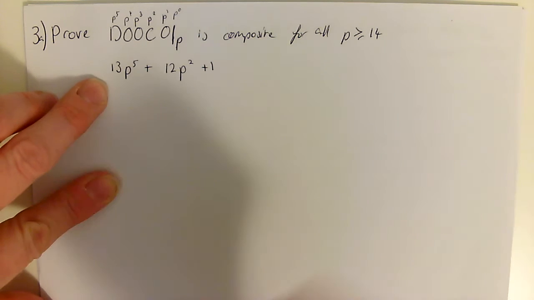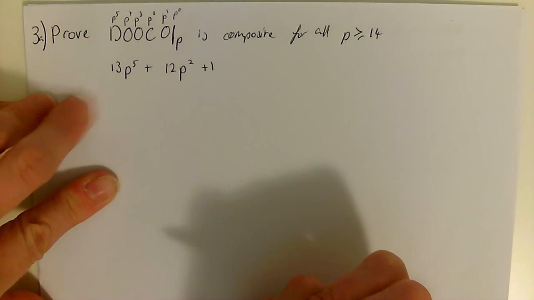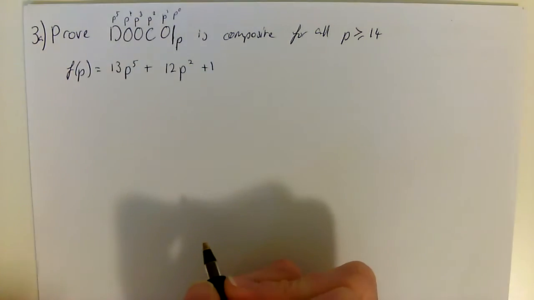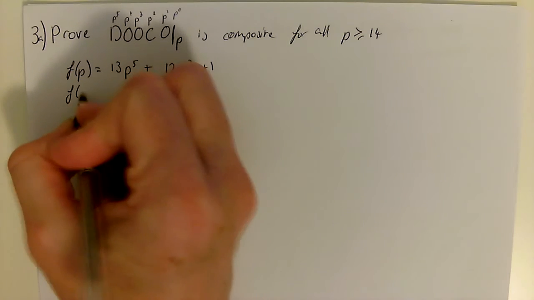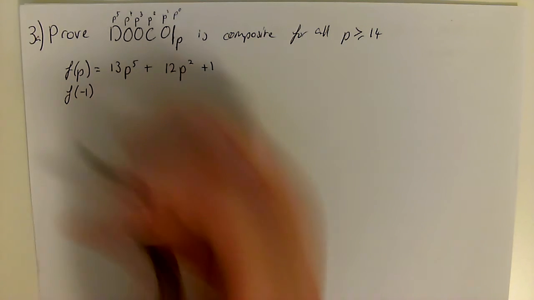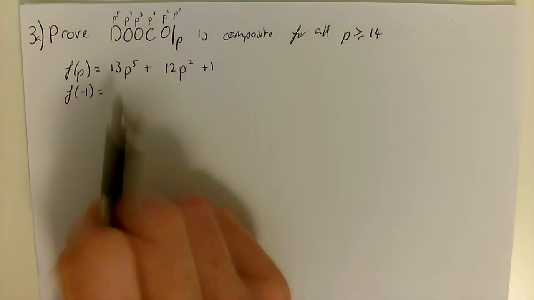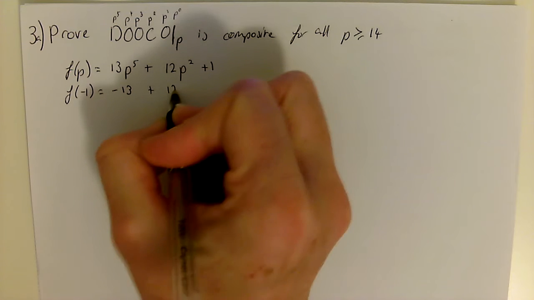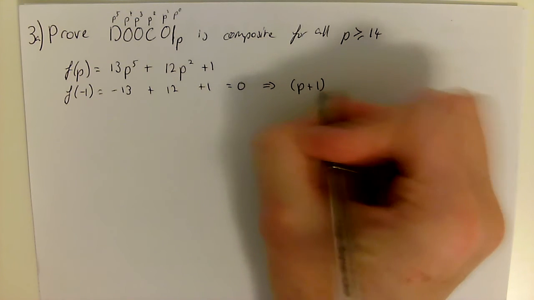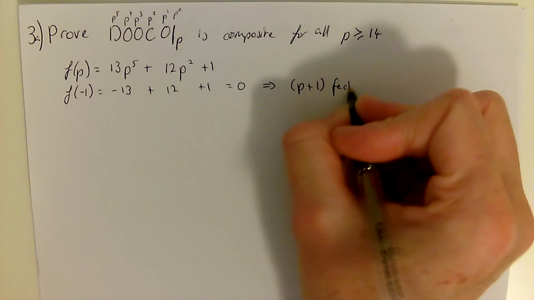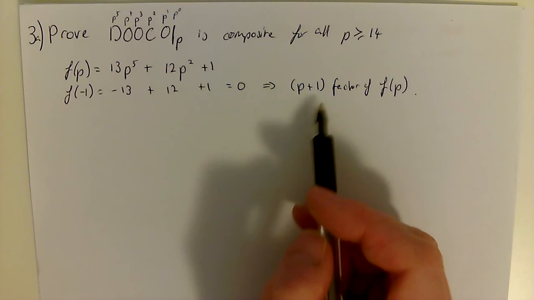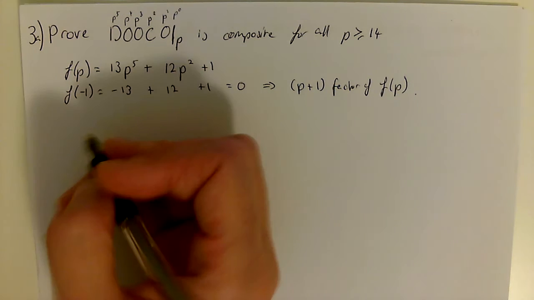And it can be factorised into non-trivial factors, that means not just 0 or 1. I'm going to call this f of p, and I'm going to use the factor theorem to test out if p is negative 1, whether we get 0 and therefore we get a factor. That'll give us negative 13 plus 12 plus 1, which is indeed 0, which tells us that p plus 1 is a factor of f of p.